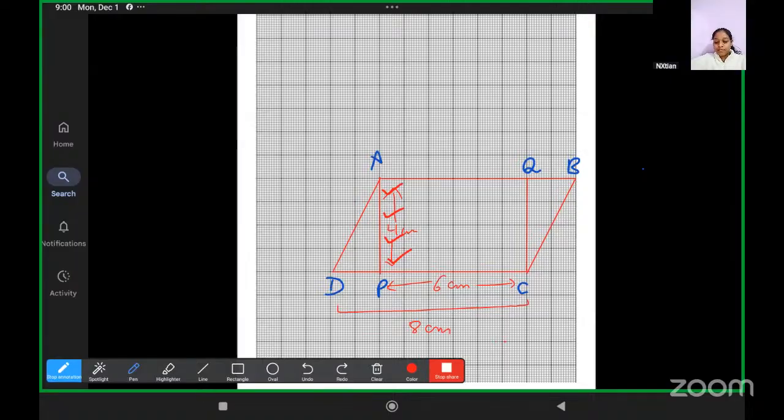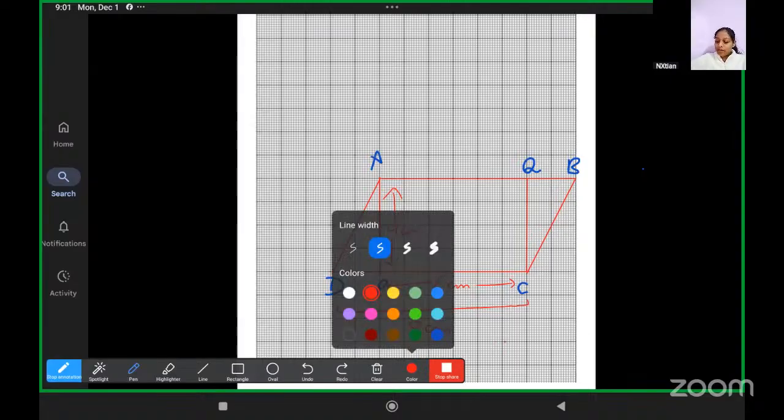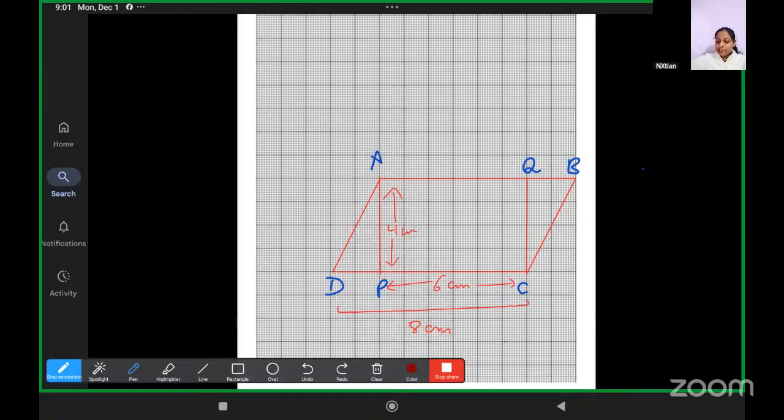Both the triangles each have an area of 4 centimeter square. Yes, Abraham. Correct. Both triangles have an area of 4 centimeters square. That is right.